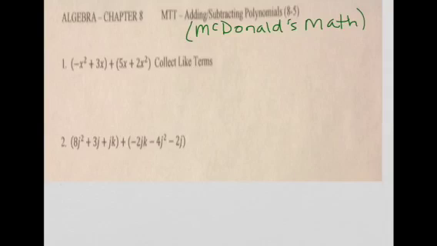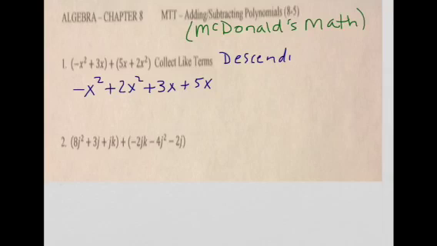So we're going to go ahead and group our x squared terms first. So it's going to be negative x squared plus 2x squared plus 3x plus 5x. You always want to have the exponents in descending order. So remember, descending order for exponents. Okay, so let's go ahead and combine our like terms. Negative 1x squared and positive 2x squared gives us x squared plus 8x.